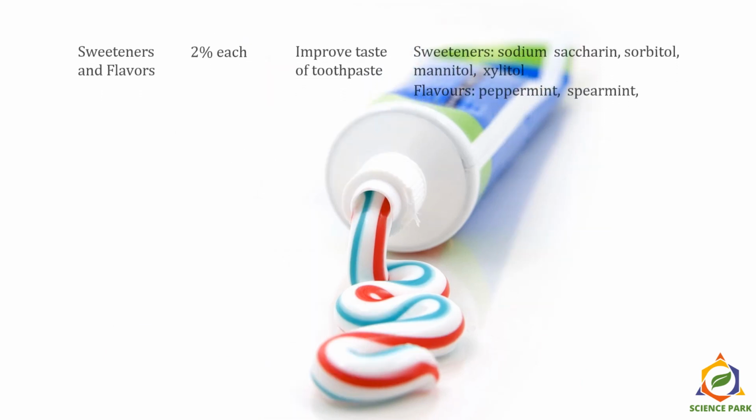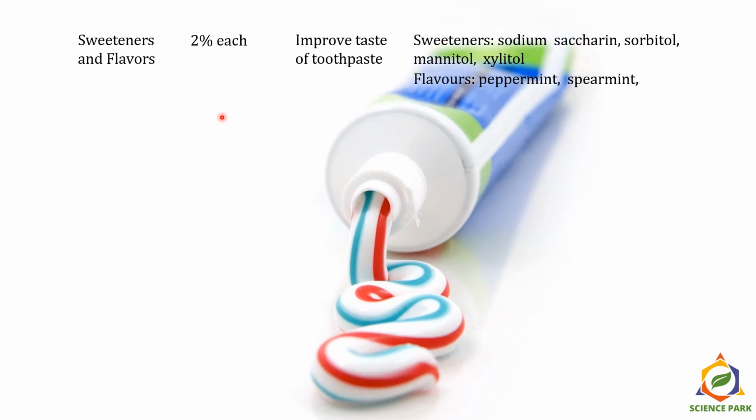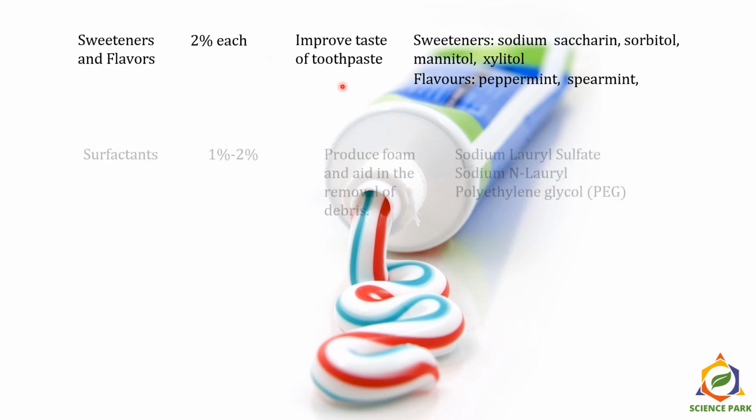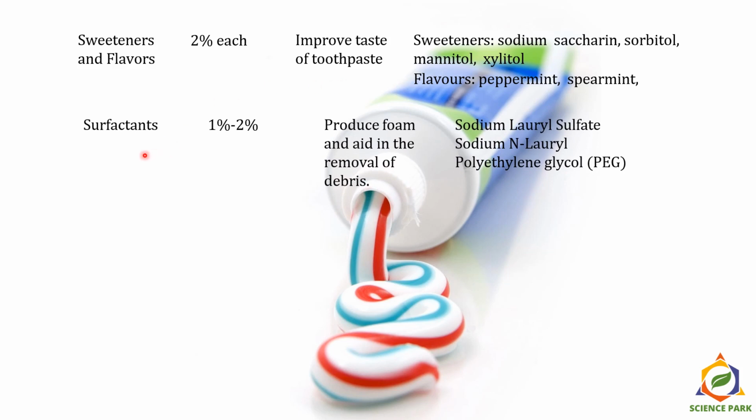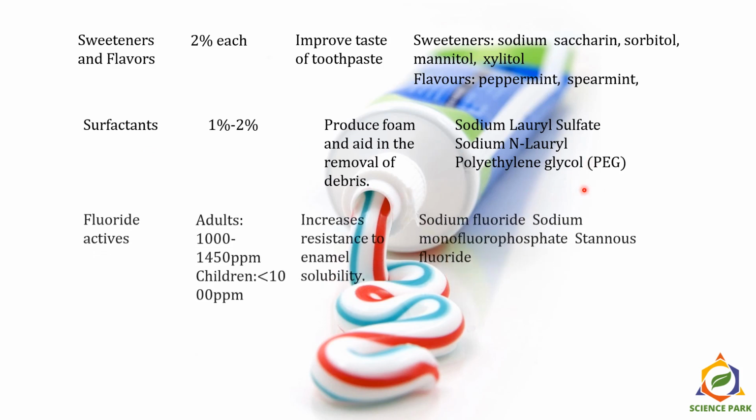Other than this, we use certain sweeteners and flavors to improve the taste of the toothpaste. So we use sodium saccharine, sorbitol, mannitol or peppermint flavors as sweeteners. We use certain surfactants which can produce foam and aid in the removal of debris. So we use sodium lauryl sulfate or sodium N-lauryl polyethylene glycol as surfactants in the toothpaste.